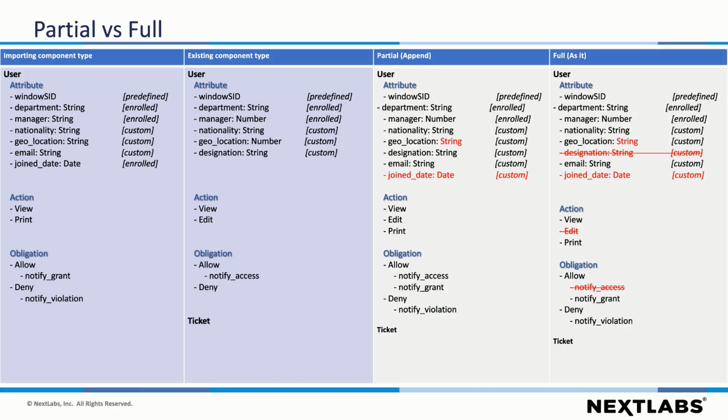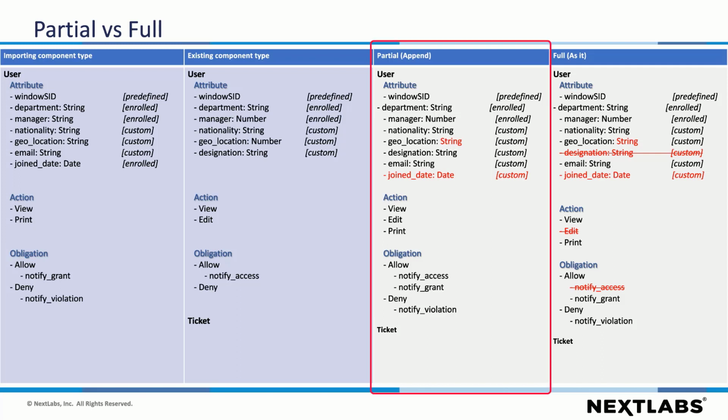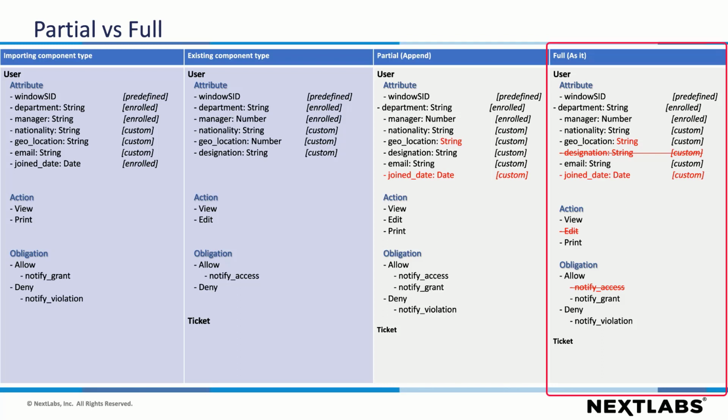Here is a detailed example of how the partial and full will affect the component type. The importing component has new attributes like join date, action like print, and obligations like a notified violation on deny. In partial, the new attributes will be appended to the destination while keeping the original attributes. Under full, the importing component type will completely replace the existing component type.